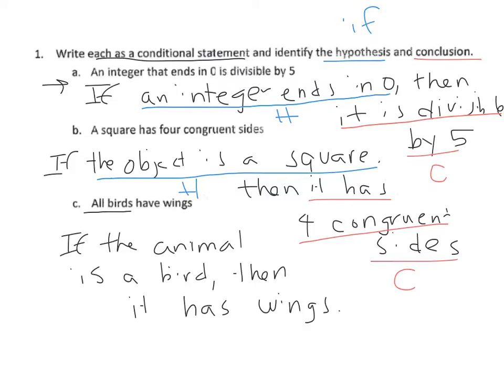I wrote out the next one too. If you have all birds have wings, you can write it as if the animal is a bird, then it has wings. Again, I didn't want to say if it is a bird, then it has wings. I just don't think that sounds as good in English. So the hypothesis follows after the if. So the animal is a bird is the hypothesis. And everything after the then is the conclusion. It has wings is the conclusion.